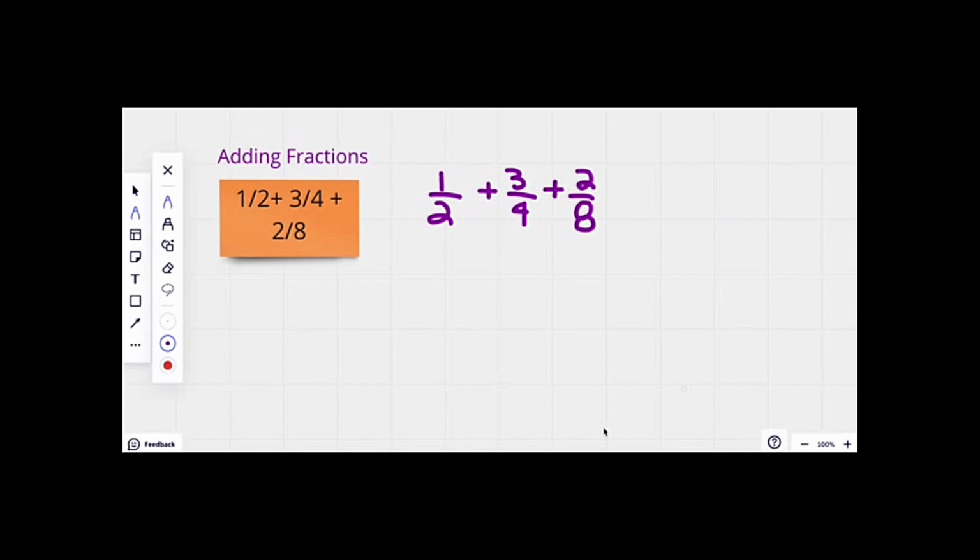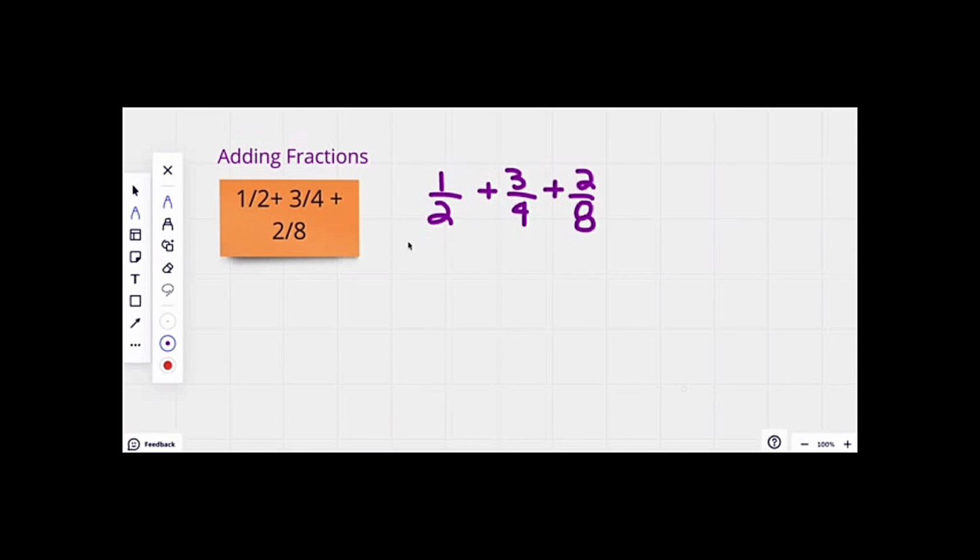So the rule number 1 that we need to remember is the denominator. We can't add anything unless the denominator is the same. So is the denominator the same in this question, which is 1/2 plus 3/4 plus 2/8? No, the denominators are all different. This one has a 2, this one has a 4, this one has an 8. So in order for us to actually add these, we first need to get the same denominator on all of them.